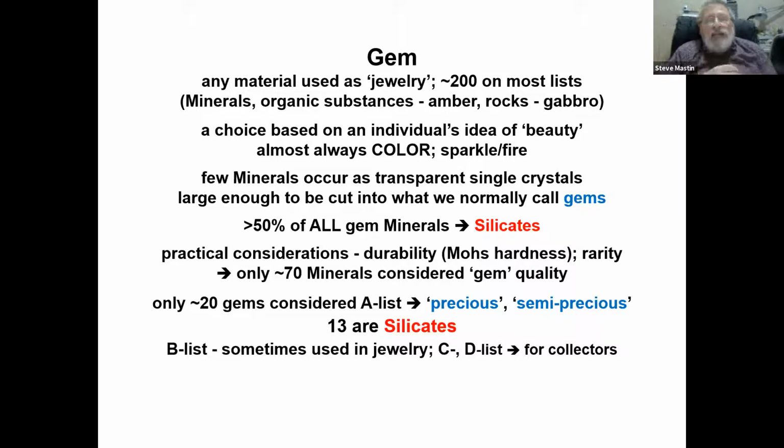Now, of that A-list, 13 are silicates. So silicates are even more important when we start talking about gem varieties. And there's actually a B list, which is sometimes used in jewelry. And for nuts like me, there's a C list and a D list. And so I've got lots and lots of examples of all of those last three categories as cut gems.